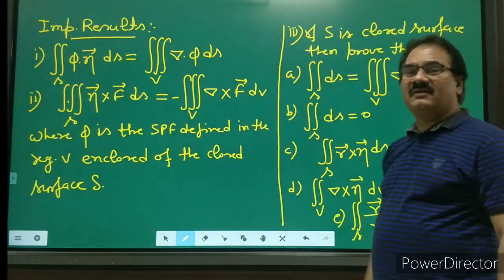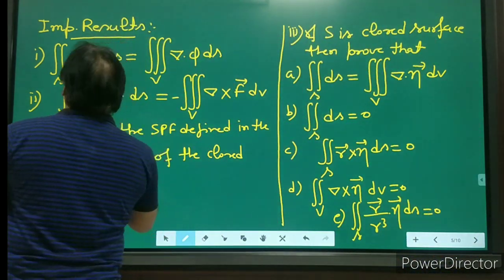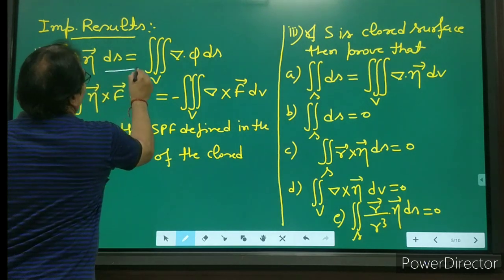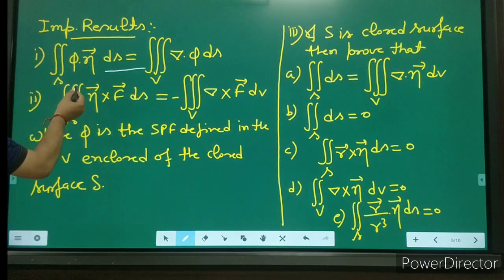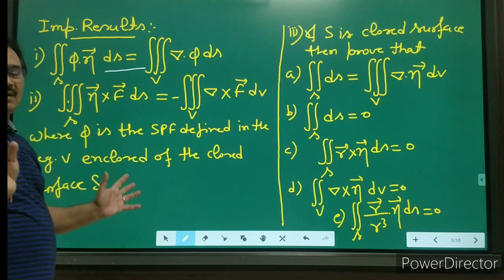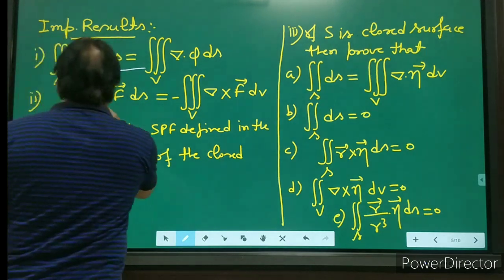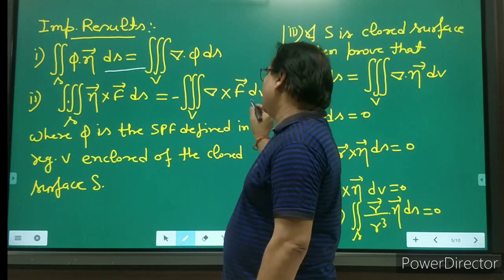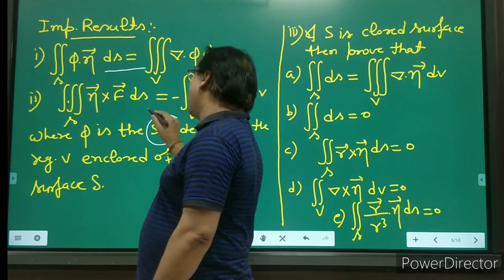Now there are some associated important results. Let us look at those results very quickly. The integral of phi eta over S dS is equal to the triple integral of del phi dV. Second, the integral of eta cross f, or f cross eta, because the cross product has various physical applications in mathematics, may be written as minus the triple integral of del cross f dV, where phi is what here?